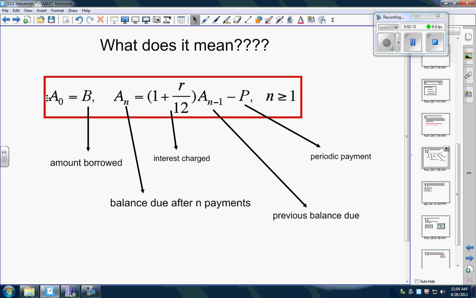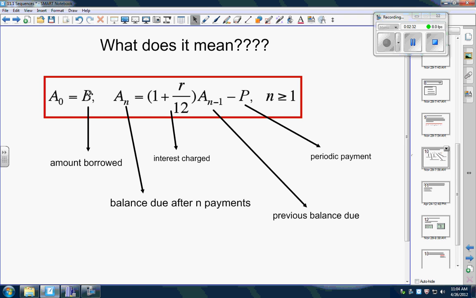Okay, what do all these things mean? So recursive formulas, we said, always have to have two lines. So I know it's written as one line here, but you can see the comma. There's our two different formulas. We're going to use an A sub 0 here. That's the amount you're going to borrow. So you need a $220,000 loan for a house.